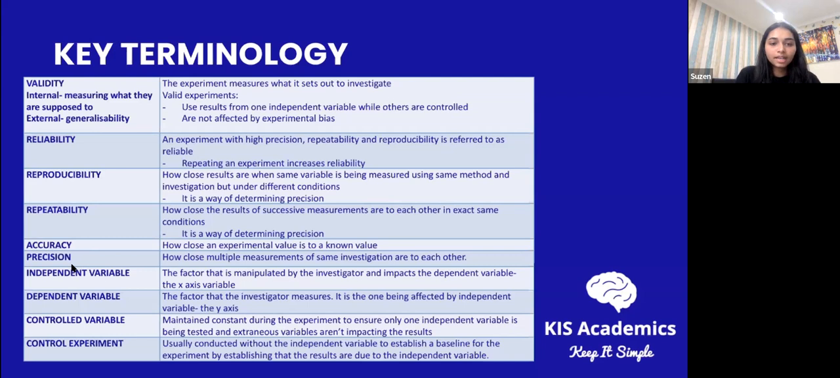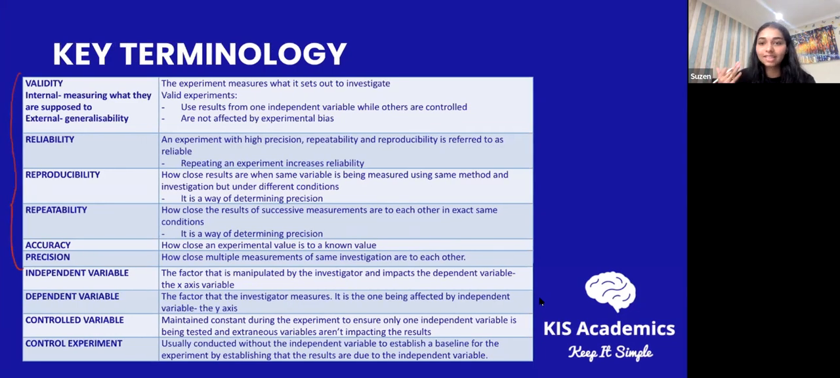So looking at your key terminology, you need to understand what validity means. And this is where the sticky stuff is, because all the words sound the exact same: validity, reliability, reproducibility, repeatability, accuracy, and precision. These ones are super, super important to understand the difference between. So validity is pretty much that the experiment measures what it sets out to investigate. Does it fulfill its aim or not?